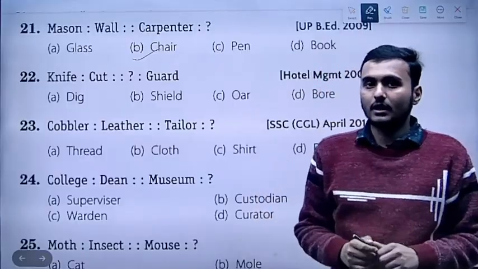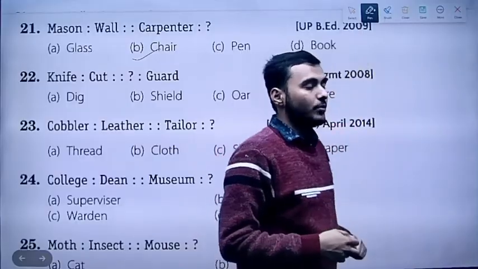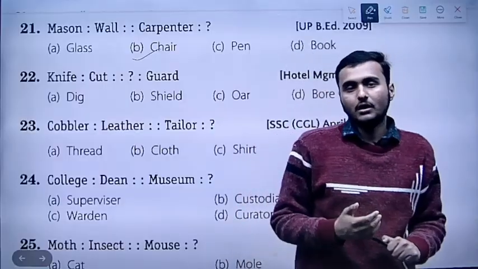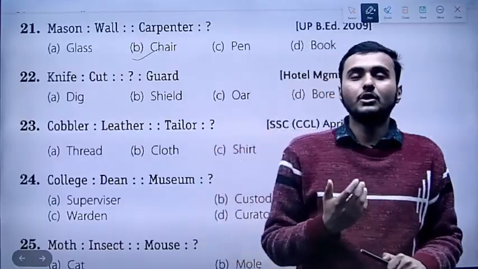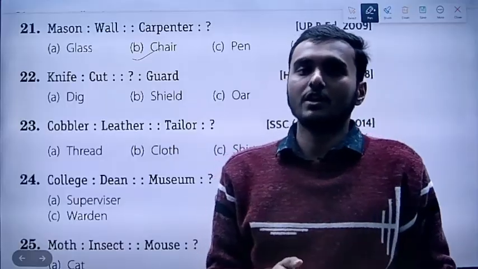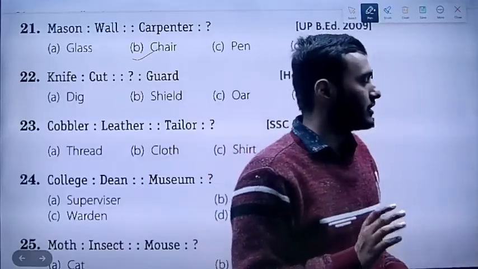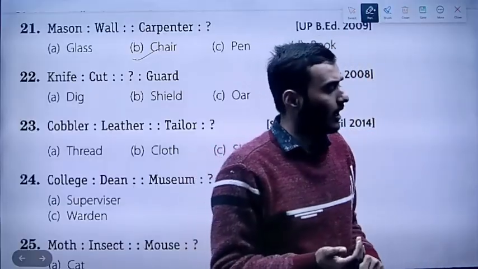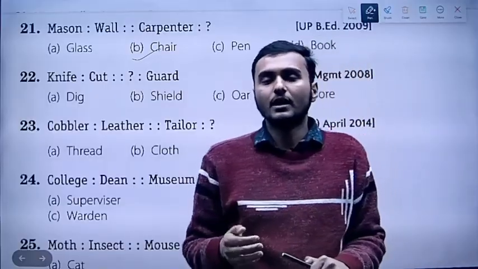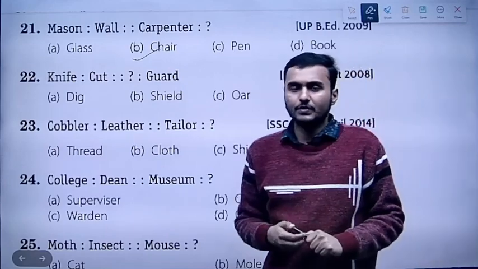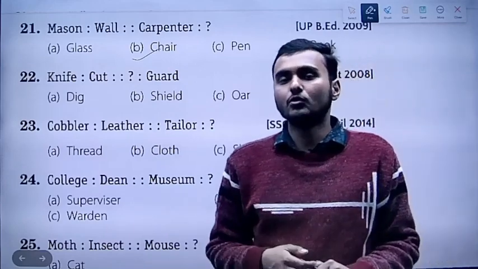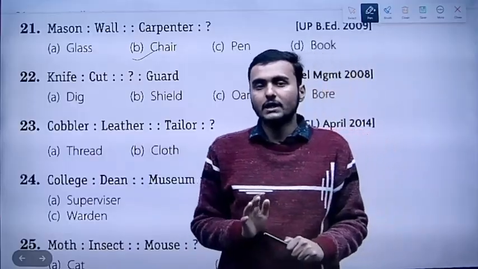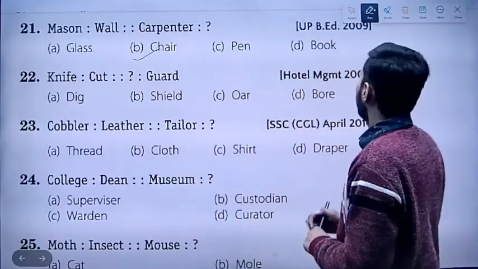I would suggest that you do as much practice as you can, because the more questions you practice, the more it will open your mind to establish relationships between words, and then you can easily answer. After completing this session, I will come with another session of around 50 MCQs of this type, or I can also provide you a PDF of more MCQ-type analogy questions, so you can easily practice.